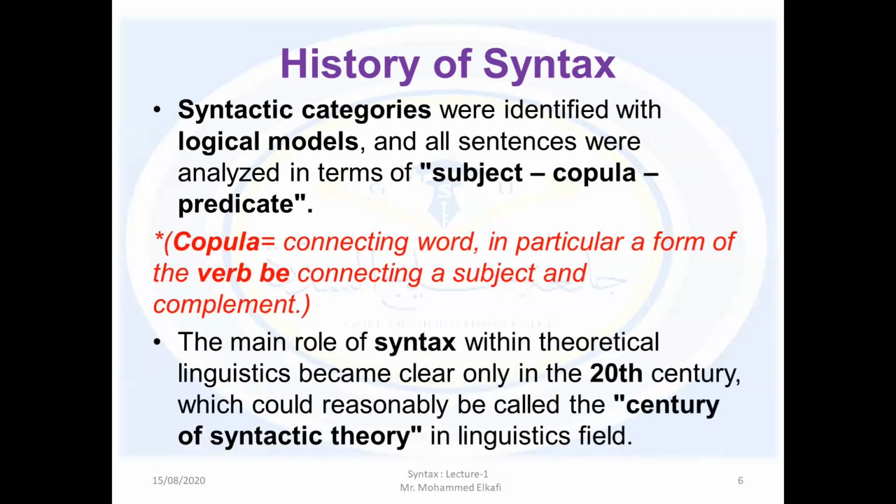The main role of syntax within theoretical linguistics became clear only in the 20th century, which could reasonably be called the century of syntactic theory in the linguistics field. So the 20th century is the century of the appearance of syntax.